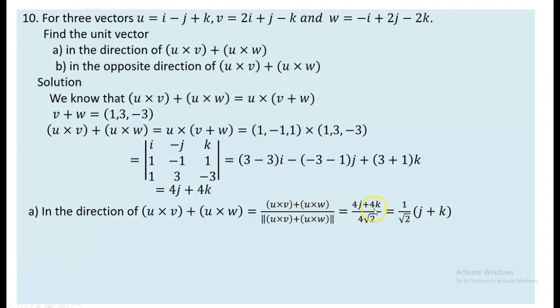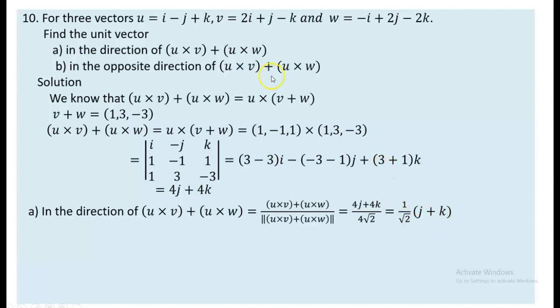So the magnitude of 4j plus 4k, as you know, is the square root of 16 plus 16, which is radical 32, and that is 4 over 2. So we can take 4 as a common factor and cancel by 4. We are left with 1 over radical 2 times (j plus k). So this one is the unit vector, right? This is a unit vector because you can look for its magnitude, it's 1.